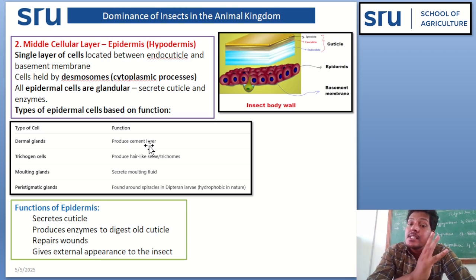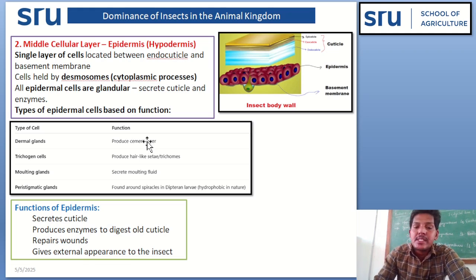All the epidermal cells are glandular and secrete cuticle and enzymes. I already told you that cuticle is secreted by the epidermal cells only. So here, see types of epidermal cells based on their function. For example, consider this cell has the dermal gland, this cell has the trichogen cells, this cell has the molting gland, this cell has the peristigmatic gland. All the cells of the epidermis are glandular, you know.